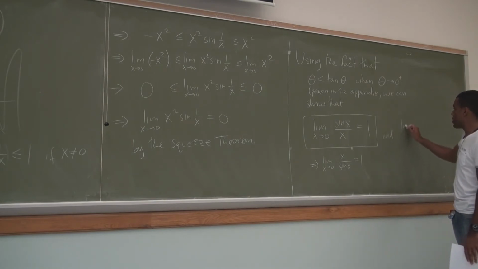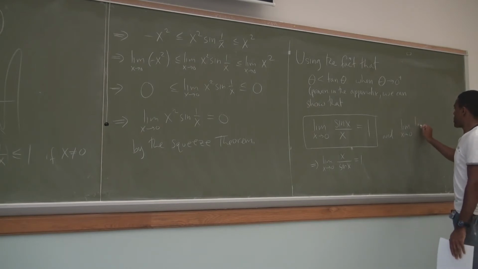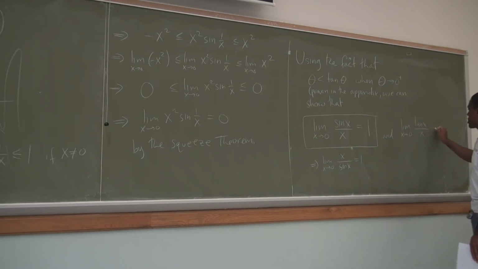Moreover, you know that the limit as x approaches 0 of tan x over x equals 1 is a very important equation. Because it equals 1, you can actually flip it as an inverse. So the limit as x approaches 0 of x over tan x is also 1.